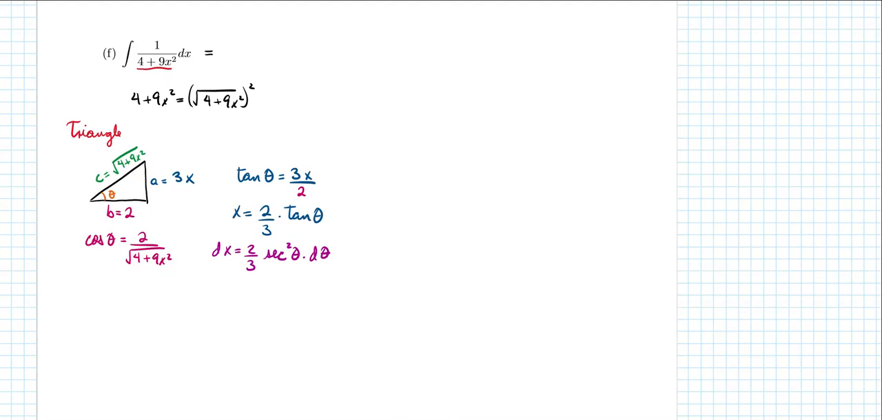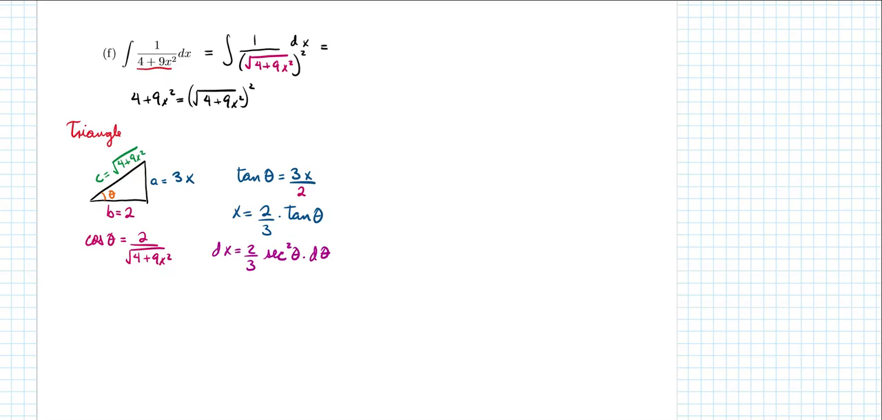So I'll rewrite it here in terms of this new form. So we're going to have 1 over the square root of 4 plus 9x squared, and we were squaring this one here, and dx. Okay, now here comes the substitution.